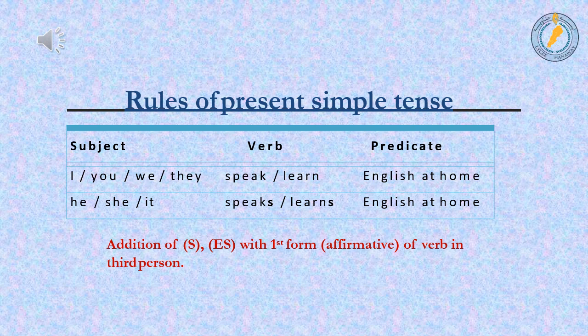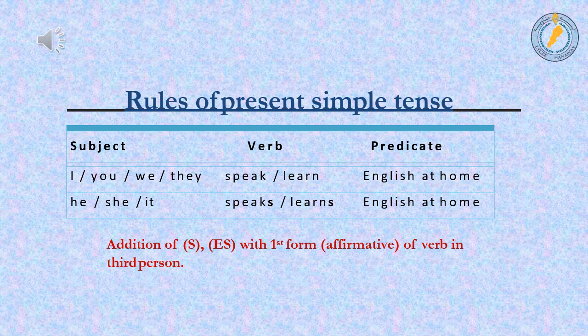This is the rule of present simple tense. We have subject, verb, and predicate. I have the sentence: I speak or learn English at home. Whenever I have these pronouns, I, you, we, and they, the verb stays as it is. So I say, I speak or learn English at home. You, we, they speak or learn English at home.